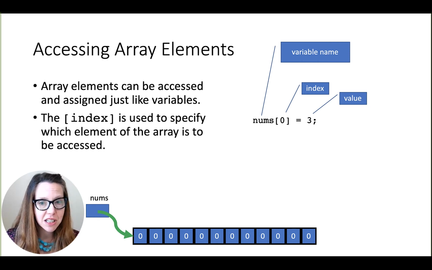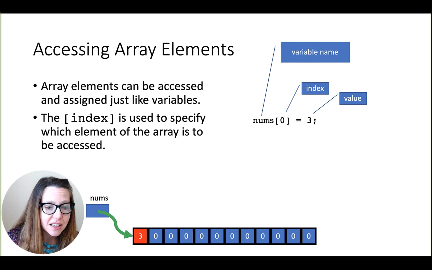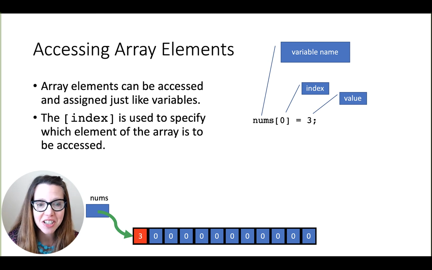It looks like an assignment statement that we've seen before. The only difference is that we have to specify that index. And what that does is it looks to nums. Remember, this is a reference type. It goes to find that position at index 0, and it overwrites that with a 3.